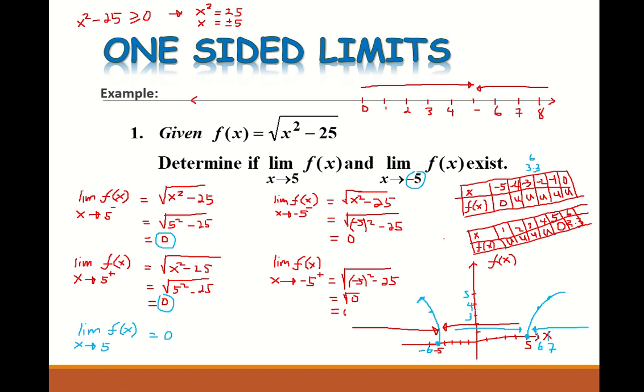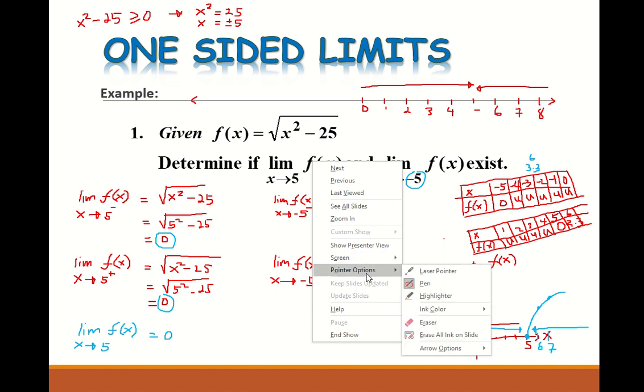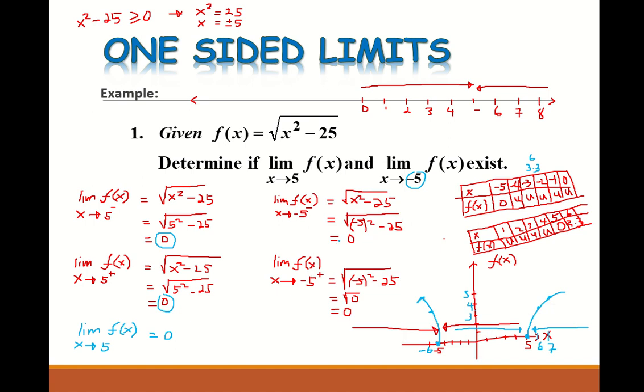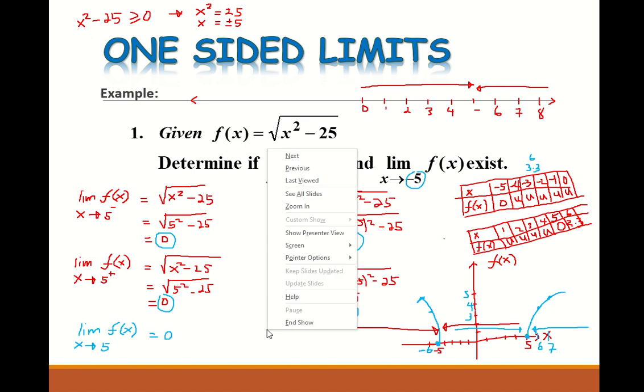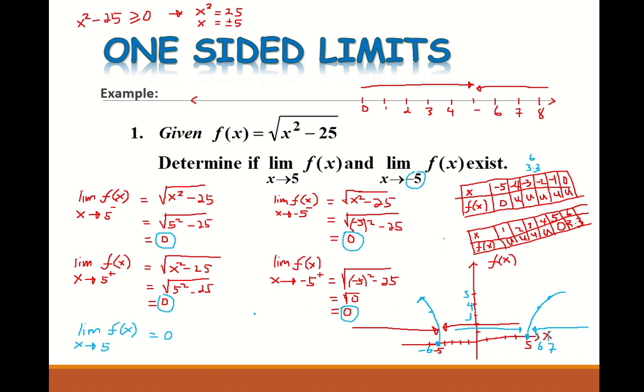Okay, so we see here that both limits exist and are equal to 0. Alright, so both limits exist and both equal 0. So therefore, the limit of f of x, in this case, the two-sided limit, as x approaches negative 5, also exists, and that is equal to 0.